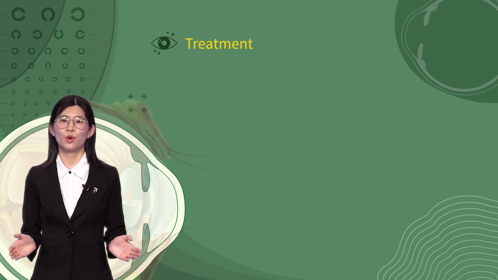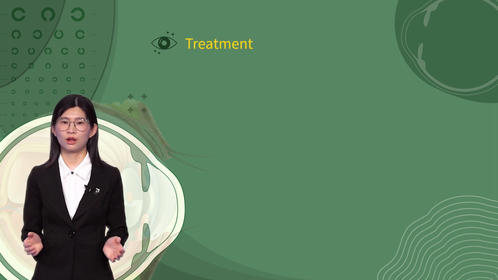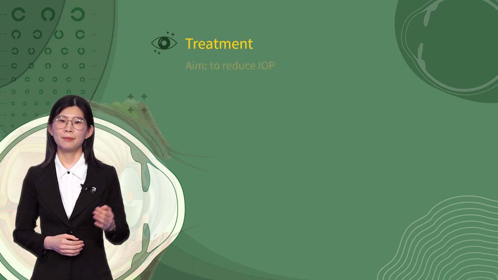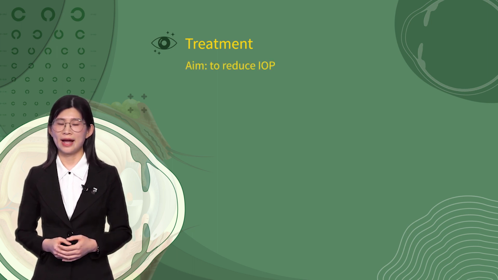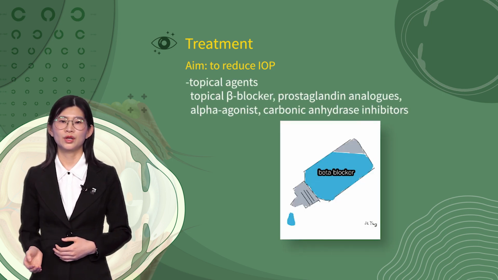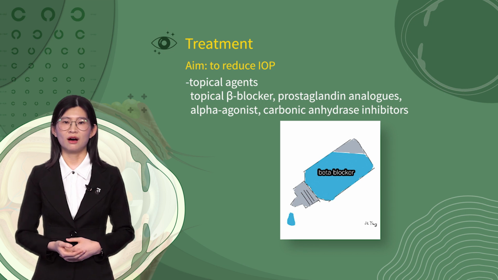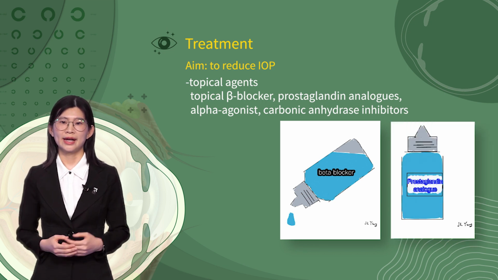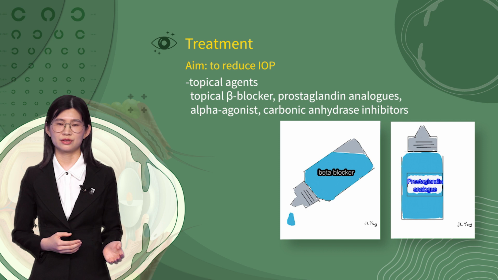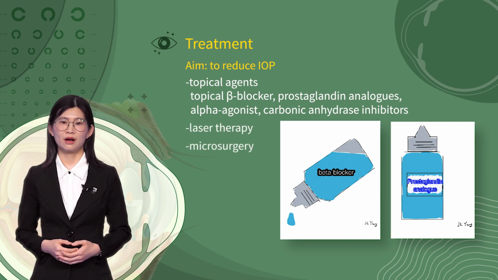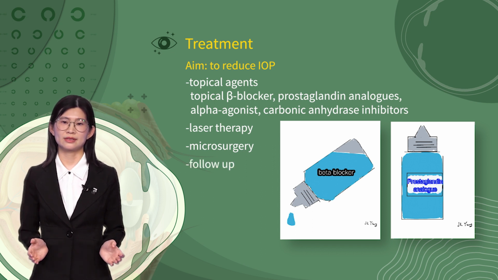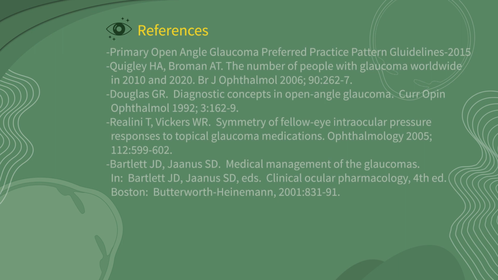Let's finish off with the treatment for open-angle glaucoma. The main treatment goal is to reduce IOP so as to protect the optic nerve. We can use topical beta blockers, prostaglandin analogs, alpha agonists, and carbonic anhydrase inhibitors. If medication fails, laser therapy or surgery should be considered. Regular follow-up is necessary. These are my references.